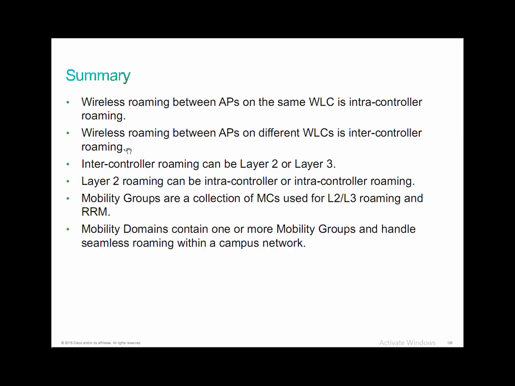Layer 2 roaming doesn't have a concept of anchor controller and foreign controller, but layer 3 does. We talked about layer 2 roaming and how that can be intra or inter-controller. Both are relatively easy to manage. Mobility groups are a collection of mobility controllers for layer 2 and layer 3 roaming. By the way, mobility groups are also used for radio resource management, being able to collect information from all the access points in the domain so that we can do spectrum analysis and manage that spectrum. Mobility domains contain one or more mobility groups. A mobility group can only contain up to 24 controllers, whereas a mobility domain can contain up to 72 controllers. All right.